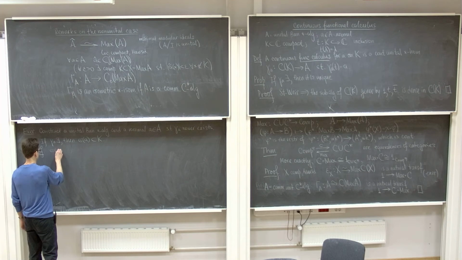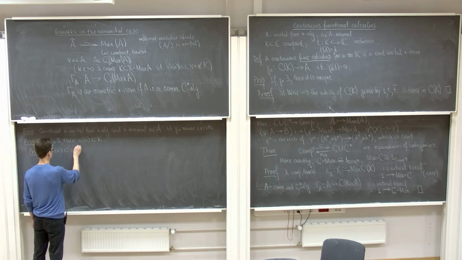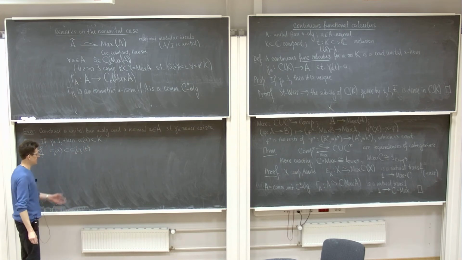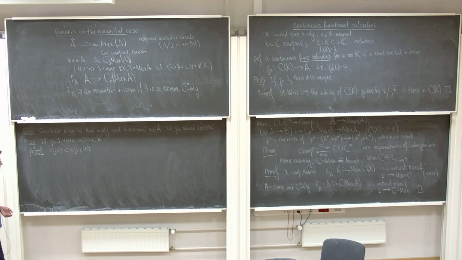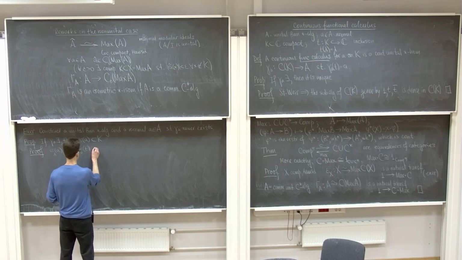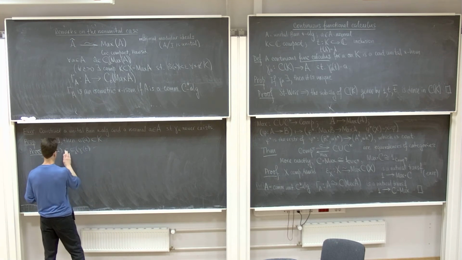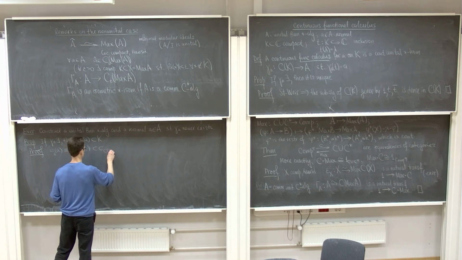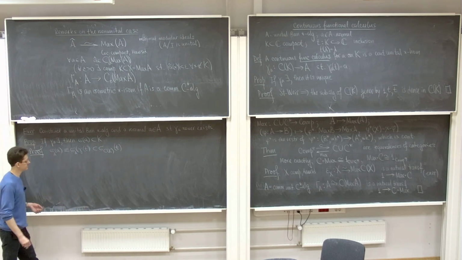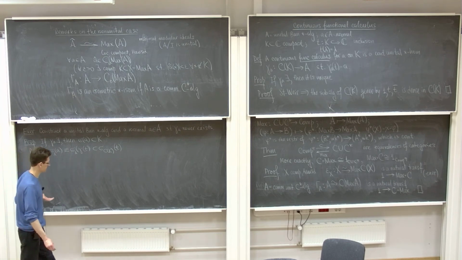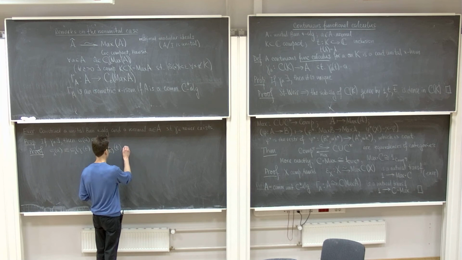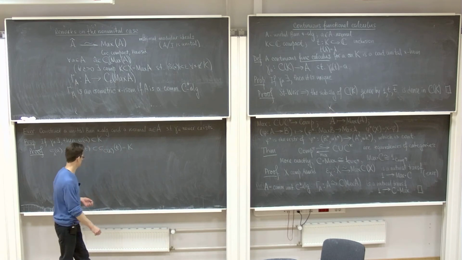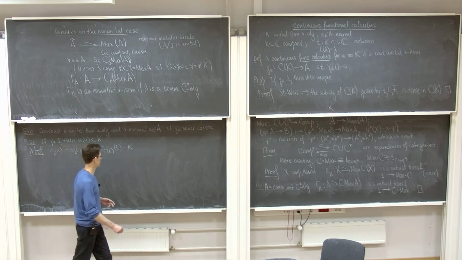The spectrum of A, so A is gamma of T by assumption. A is gamma of T, and gamma is a unital homomorphism. A unital homomorphism doesn't increase the spectrum, so this is contained in the spectrum of T in C of K. But the spectrum of a continuous function is just the range. Since T is the inclusion map, we get that this is K. And we see that the spectrum is contained in K.